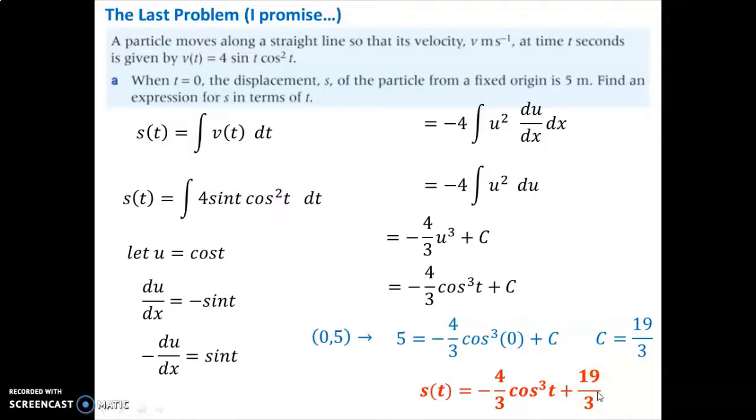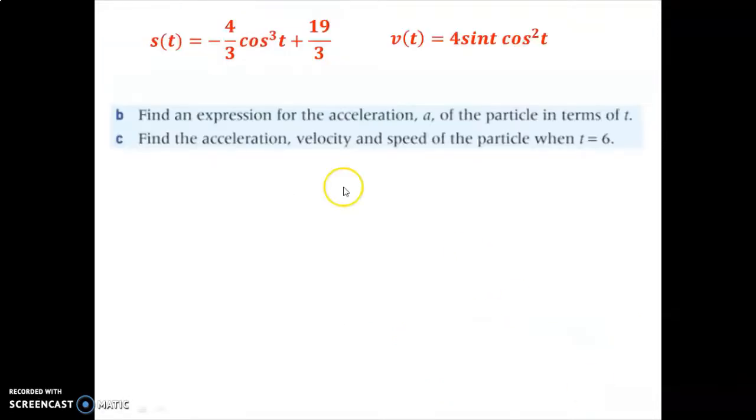Notice how all this work we've been doing for a good month and a bit, or 2 months even, it's all coming together. Integrals, trigonometry, calculus, everything. It's all together now. All right. One last thing with this problem. So now we have the position function and velocity function. So find an expression for the acceleration. And then find the acceleration, velocity, and speed of the particle when time equals 6.